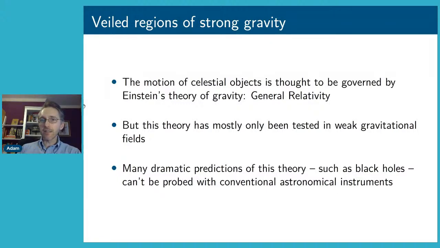So until recently, traditional astronomy hadn't really told us much about whether Einstein's theory was correct or not. It hadn't really told us much about the nature of gravity out in the universe. And this is because many of the most dramatic predictions of general relativity, such as black holes, are pure gravitational phenomena. They have nothing to do with electromagnetism, and we just can't see them with traditional instruments.